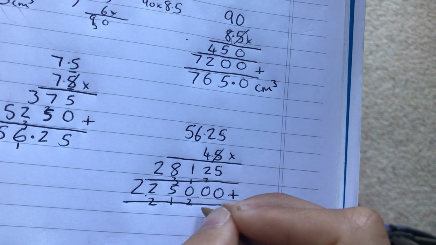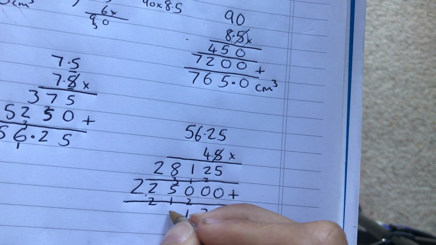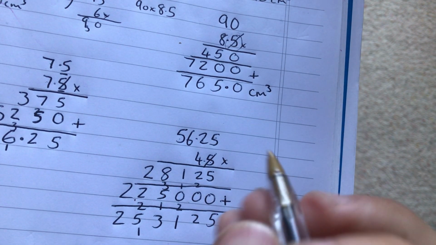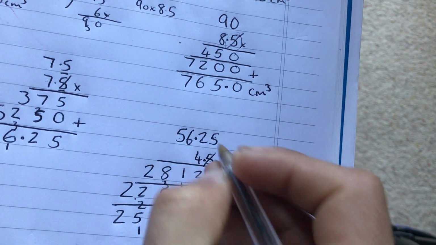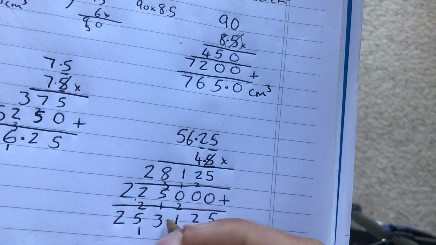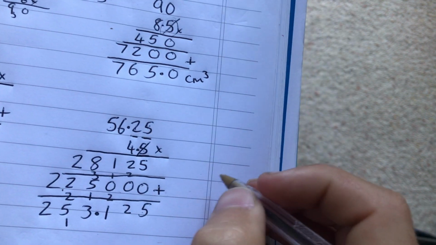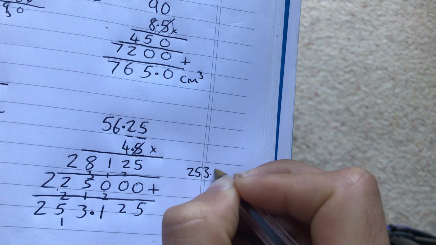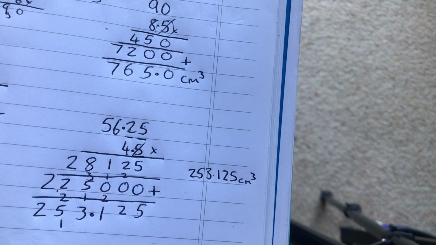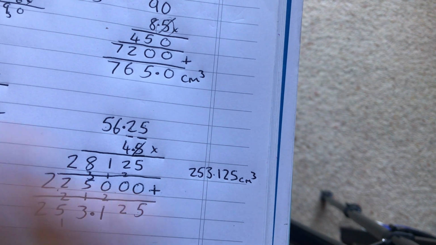Add them all up. 5, 2, 1. 8 and 5 is 13. 5 and 2. So, now remember, our decimals were here. We've got 1, 2, 3. There you go. So the last one, number 6, is, and I'll write it on here, 253.12. You can put the 5 as well. Centimetres cubed. Okay. To be fair, most people will just want 253.12 centimetres cubed, but it's there.